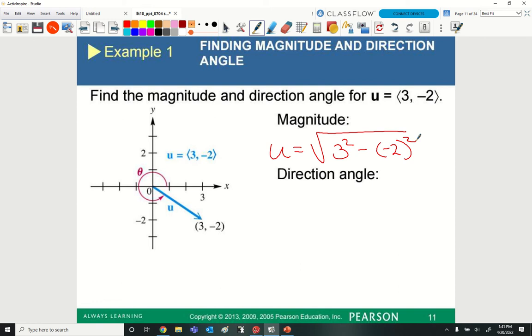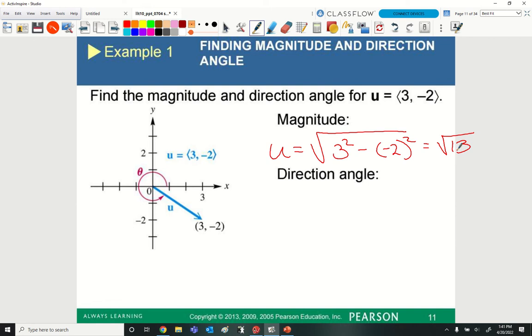Just some math. Now, leave it as a radical. If it's not a perfect square, leave it as a radical. And I know y'all are doing your math right now, right? What is 3 squared? 9. What's negative 2 squared? Add those together. Oh, add them, because 9 plus 4 is 13. So my magnitude is radical 13.